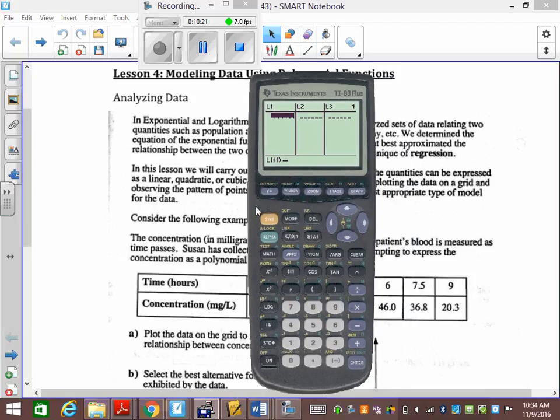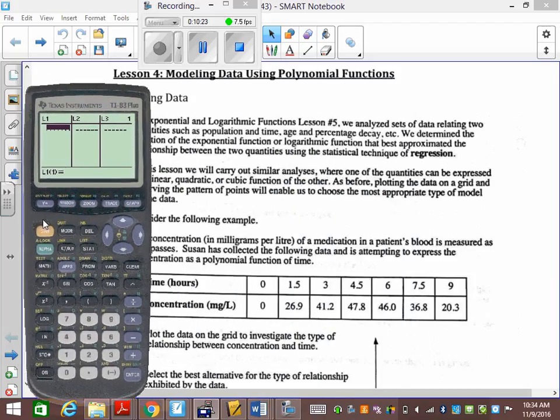Now, time is always list 1, because time is always X and concentration is Y. And I have always seen on the diploma that they give them X, Y. I hope they never ever do the flip, but that's the only way I've seen them. So you always have to have an X for a Y.